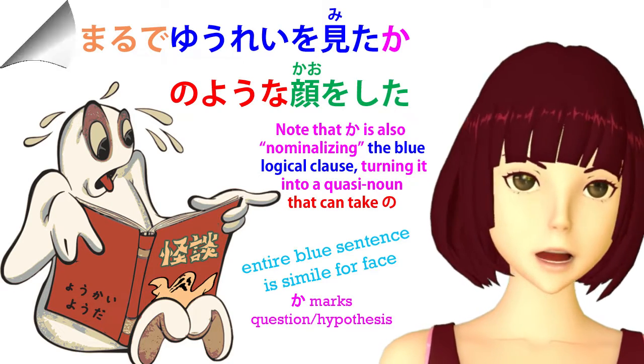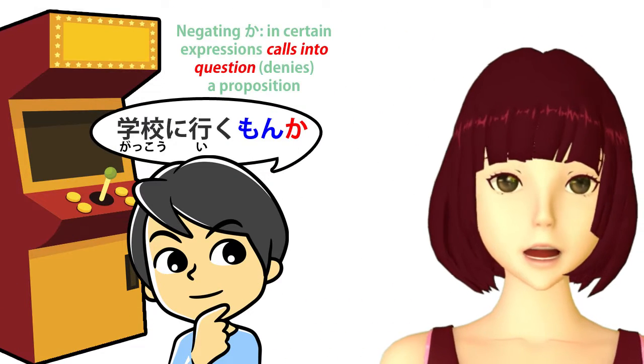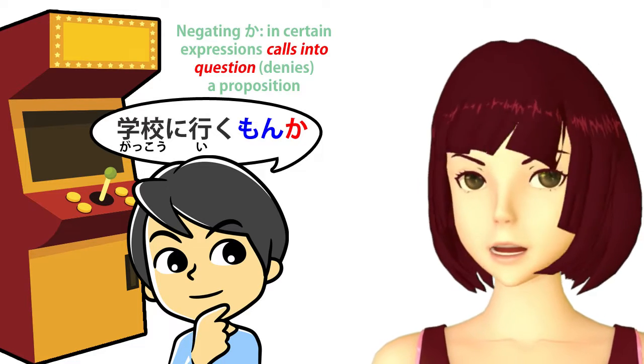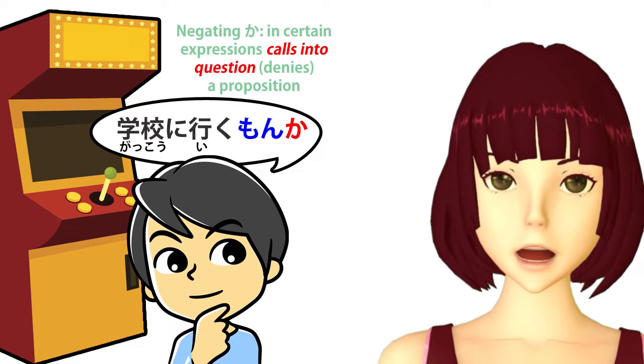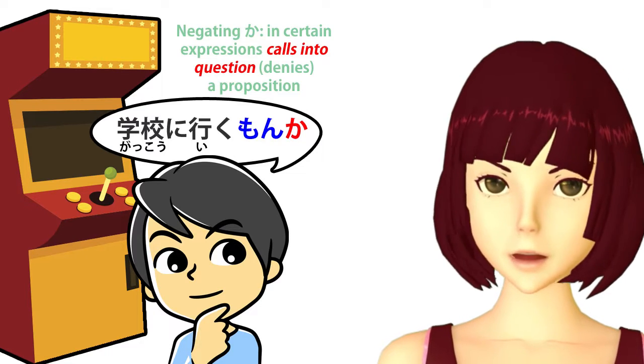And in this case, we actually are attaching a logical particle, the particle no, to the ka-marked noun-like entity that we have made of the proposition that she has seen a ghost. So with the no particle, unlike the ga and wo particles, we can attach this to a ka-marked entity. Now, there is another use of ka, which is a little different, but still closely related to its question-making quality, and that is in certain expressions where it negativizes what we're talking about.